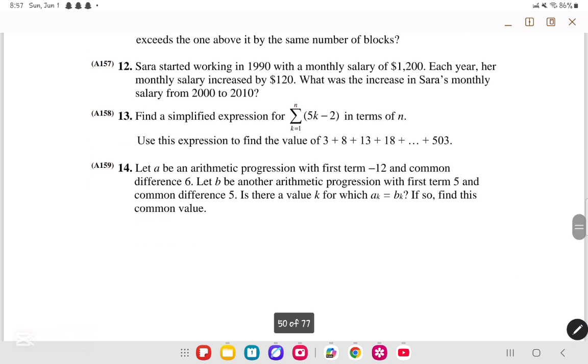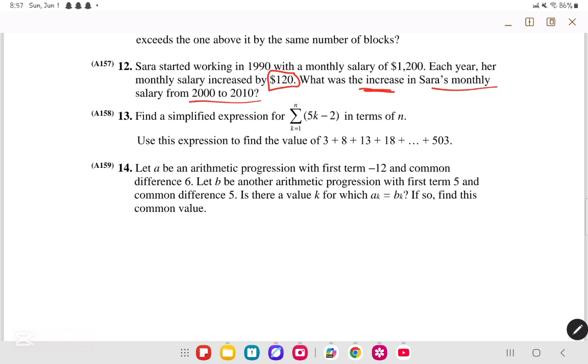Okay, we move on to question number 12. Sarah started working in 1990 with a monthly salary of $1,200. Each year, her monthly salary increased by $120. What was the increase in Sarah's monthly salary from 2000 to 2010?